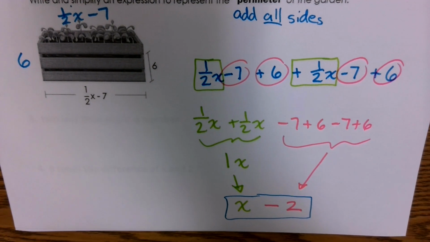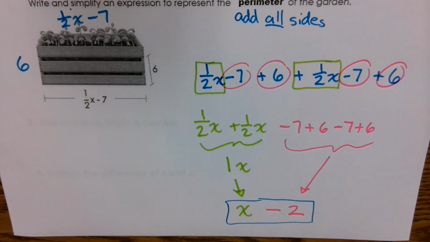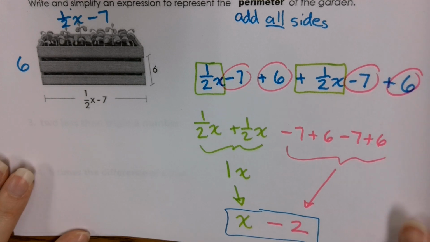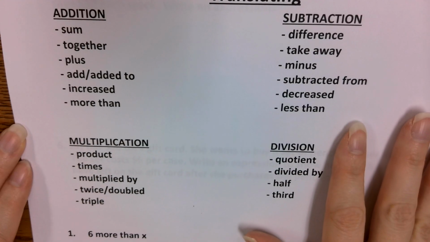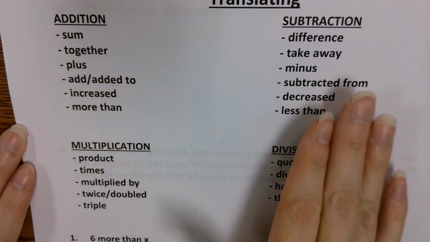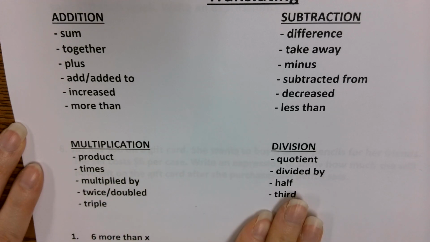All right. We're translating expressions today. We're translating from words to values, words to actual expressions. So we have to have an understanding of those operations, adding and subtracting, multiplying and dividing. So go ahead and flip your paper on over to the back. We have a list of words that you need to make sure that you understand represent addition or subtraction or multiplication or division.